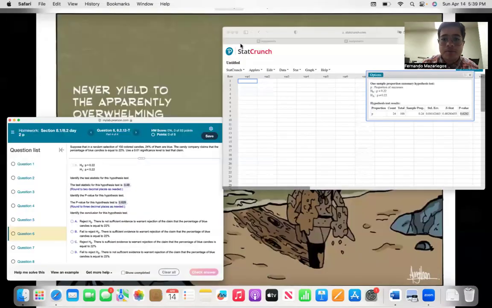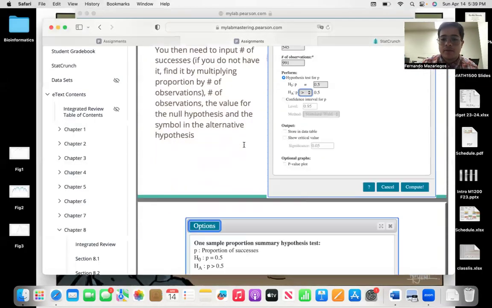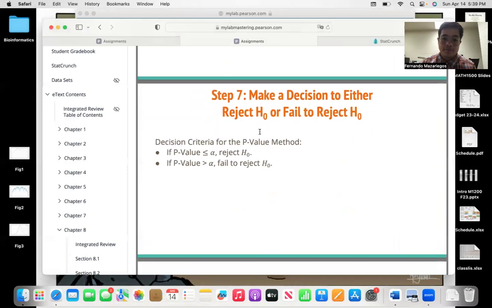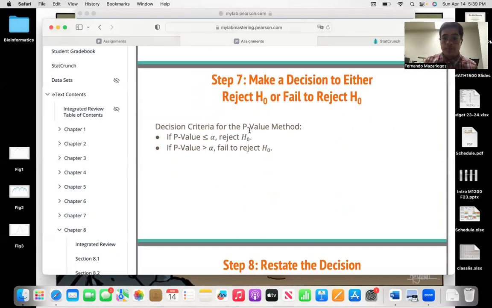Let me remind you, step number 7 is basically deciding whether we reject the null hypothesis or we fail to reject the null hypothesis. And how do we do that? We compare that to our confidence level. If the p-value is less than or equal to the confidence level, we reject the null hypothesis. If the p-value is greater than the confidence level, we fail to reject the null hypothesis.